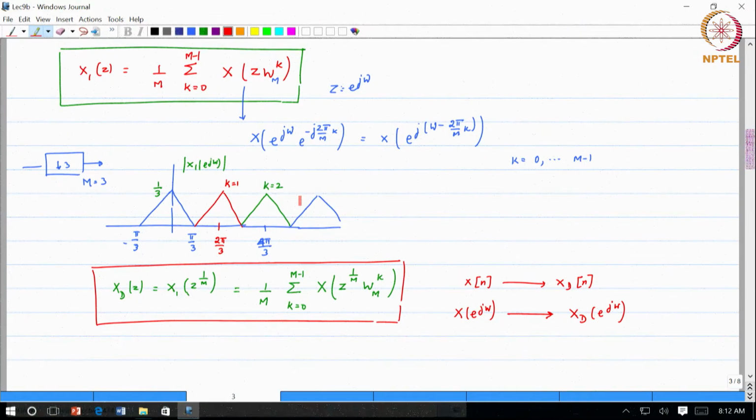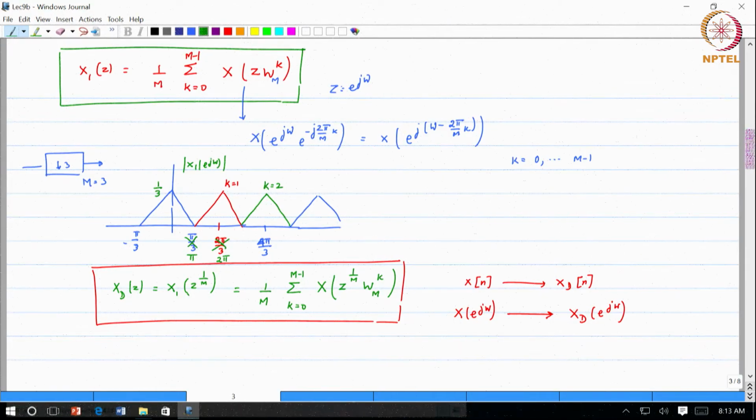Now, the last step is when I want to construct the downsampled signal. We know that this relationship, xd of z equal to x1 of z^(1 over m), is nothing but a rescaling of the frequency. Whatever was the original frequency, I strike it off and multiply it by the factor m. So, because in this case m is equal to 3, this one I will cancel and call it pi, and this one I will cancel and call it 2 pi. That is it. After that the spectrum will repeat.